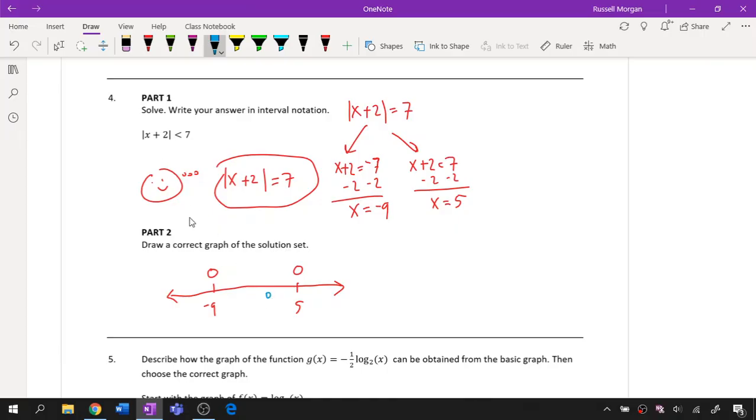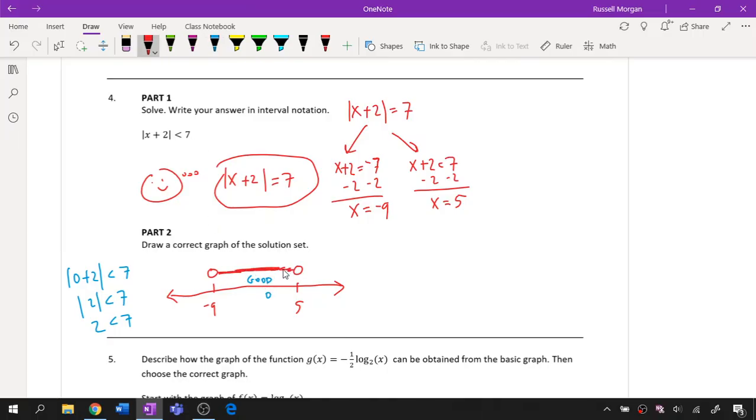If I plug a 0 into this and test it out, that would be 0 plus 2, the absolute value of that. Is that less than 7? Of course, 0 plus 2 is just 2. And the absolute value of 2 is still just 2. And yes, 2 is less than 7. This is the good space. And so we know that this is the space we want.